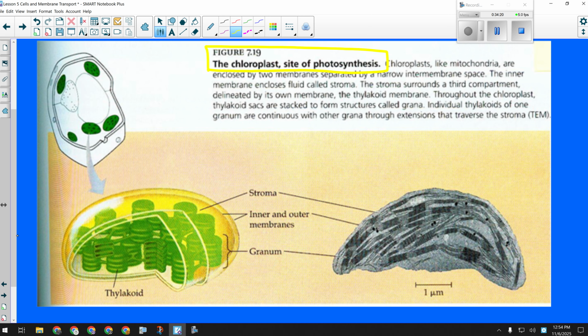Okay? Questions on the chloroplast? It's a pretty easy one. Carries out photosynthesis. Good, done. Check that box.